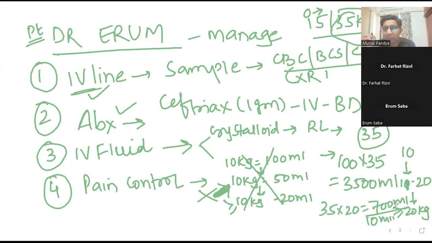Okay, then remaining. We have given 700, so out of 3500, 2800 is remaining. What do you want to do with this remaining now?